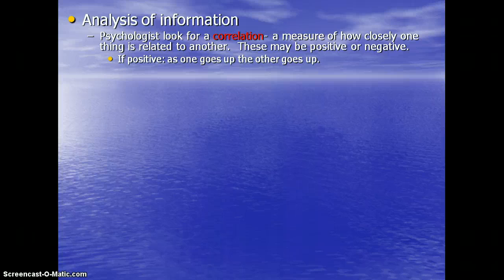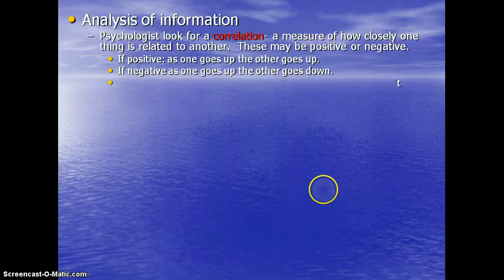Now, it could move in a negative direction. As the temperature goes down, the amount we sweat goes down. Still a positive correlation because they move in the same direction, but it just happens to be a negative aspect to it. Alright? If it's negative, one goes up, the other goes down, so they move in opposite directions. The amount of studying you do goes up, the amount of sleep you get goes down. That is a negative correlation, so they move in opposite directions.